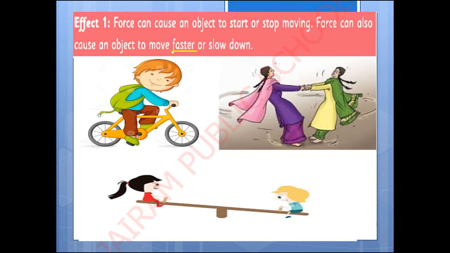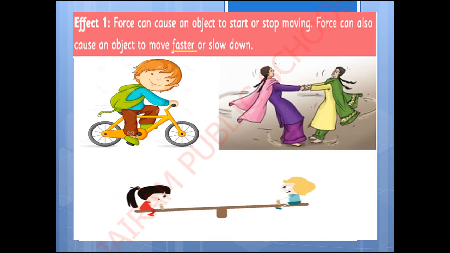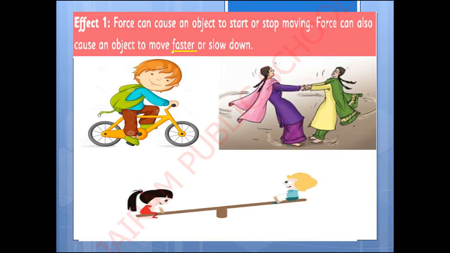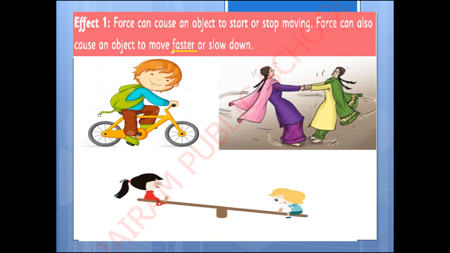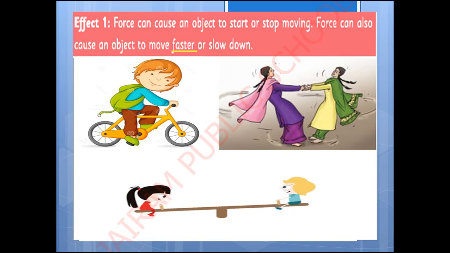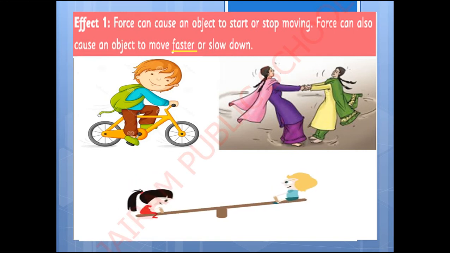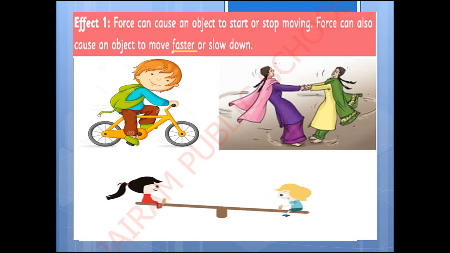So, what is the first effect of force? Force can cause an object to start or stop moving. Force can also cause an object to move faster or slow down. So, if a force is applied on a stationary object, it can cause it to move fast or slow.